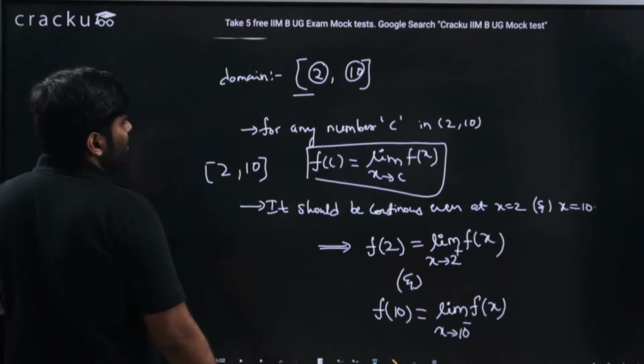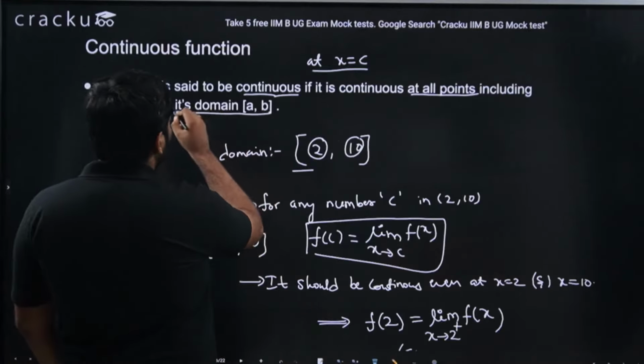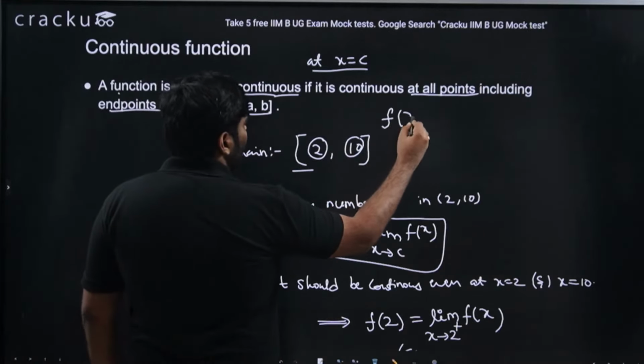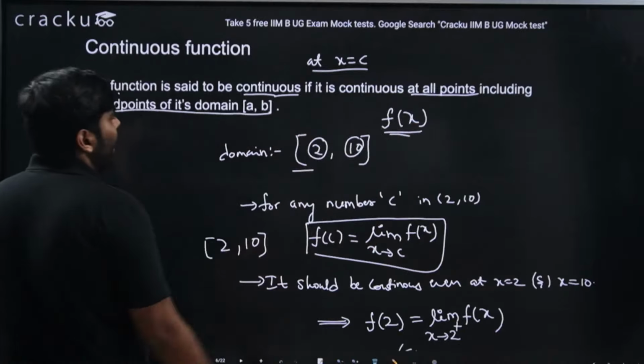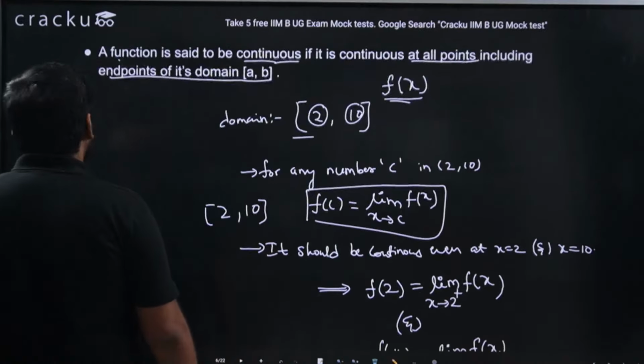If all these conditions are satisfied, then we could say the entire function f of x is continuous in its domain a to b. It's continuous in its domain 2 to 10 in this particular example.